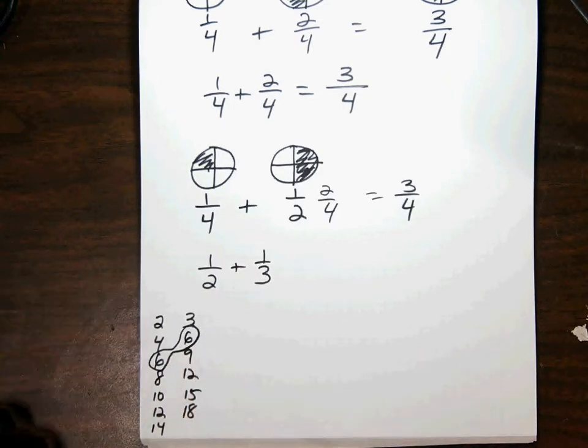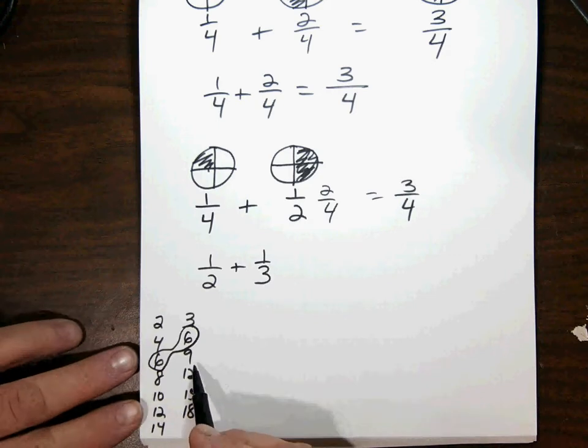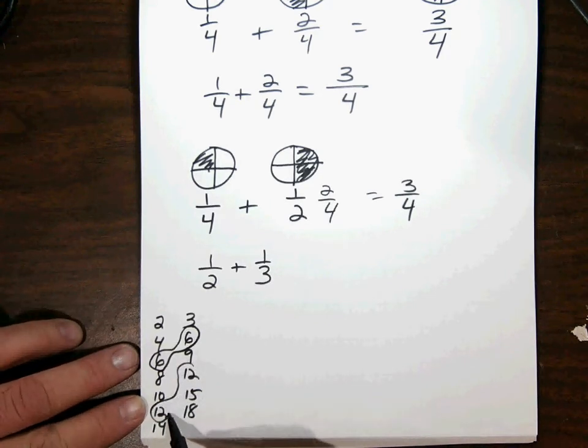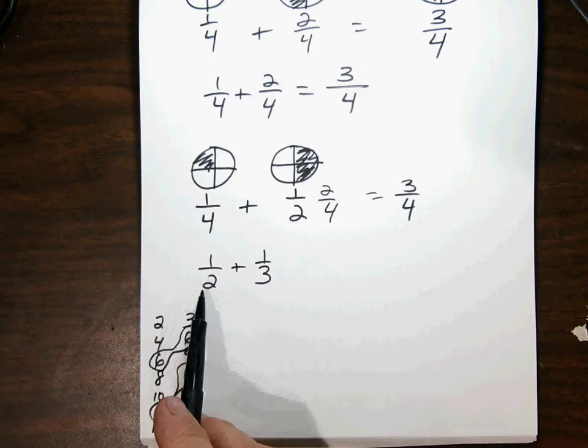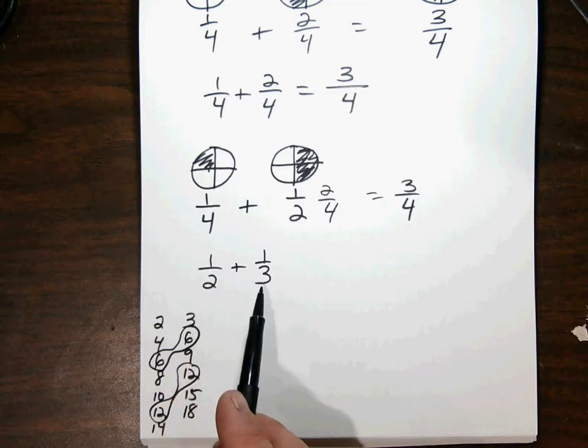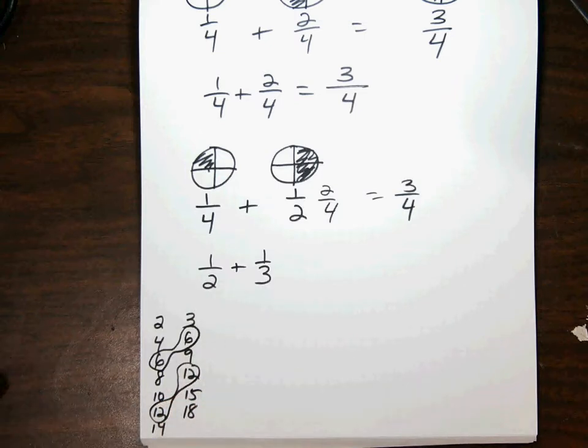The first time I hit a match, that's my least common denominator, my smallest common denominator. You see I hit other matches, and if I kept going I would hit matches all along. There's matches all the way down off the page here. But we always want to focus on the first match, which is my smallest common denominator. So what we need to do is reslice this pie into a 6-piece pie and reslice that one into a 6-piece pie.